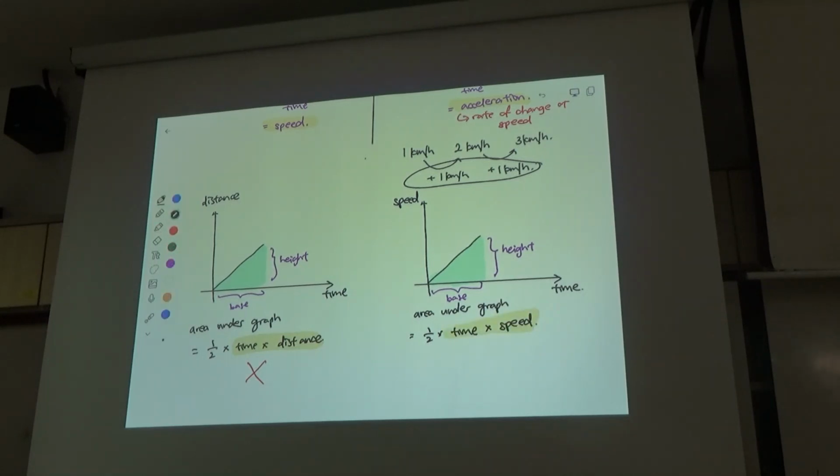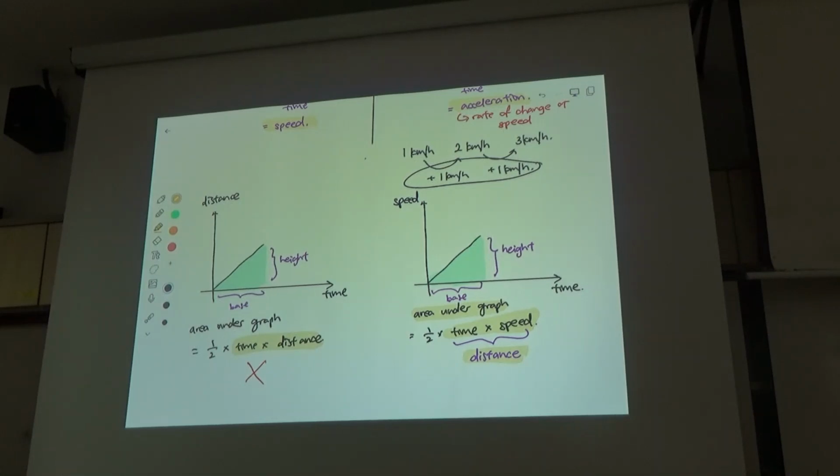So therefore, our area under the graph, in a speed time graph, doesn't matter what shape it is that we are calculating, it will inform us about the distance. Let me just write this here. So area under the graph for a speed time graph tells us distance.